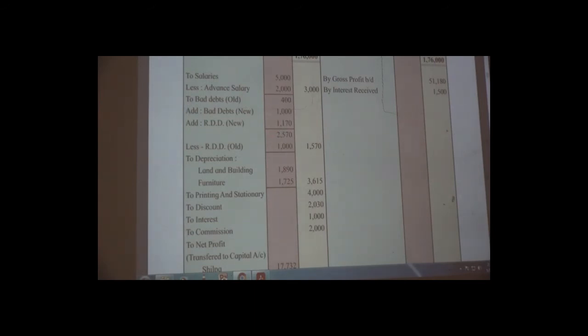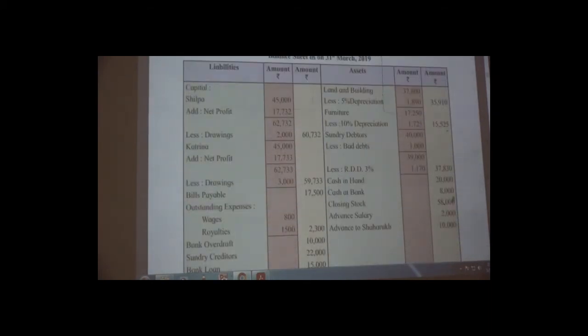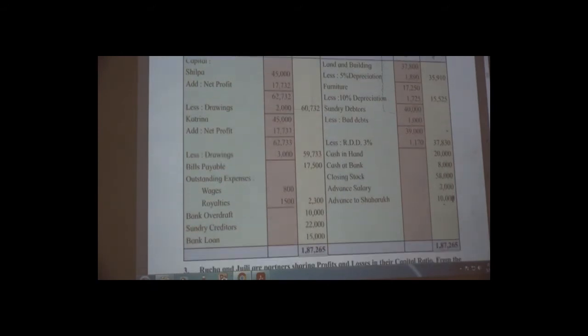Next, advance given to Shahrukh. See, our next item is advance given to Shahrukh. Amount is 10,000. The partnership firm has given a particular advance to a person named Shahrukh. So loans and advances, that is the advance given to a person, is an asset for the business. That's why in the balance sheet on the asset side write down this item, advance to Shahrukh, by rupees 10,000. Okay, remember that this is the advance given to the person. That's why it is an asset for the business.